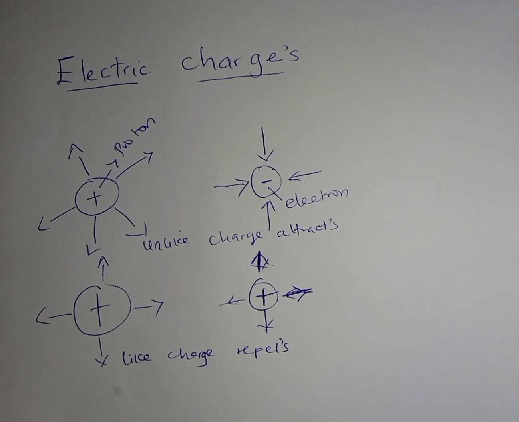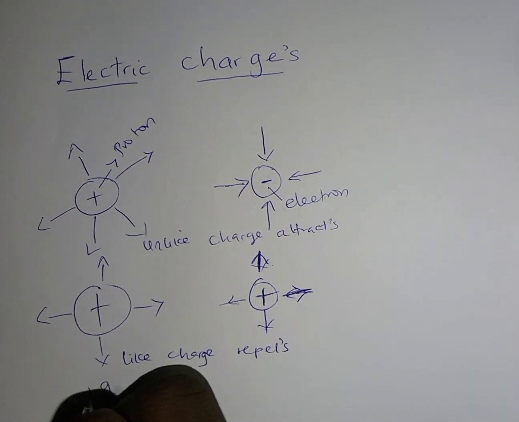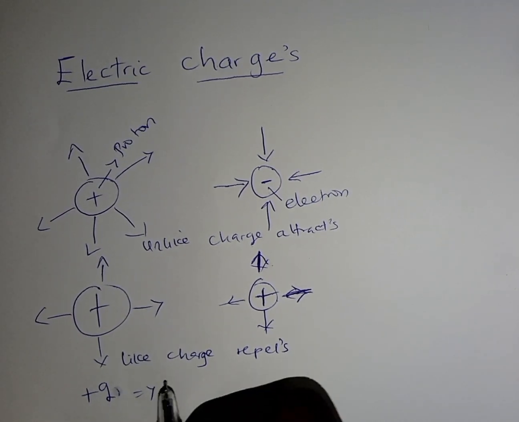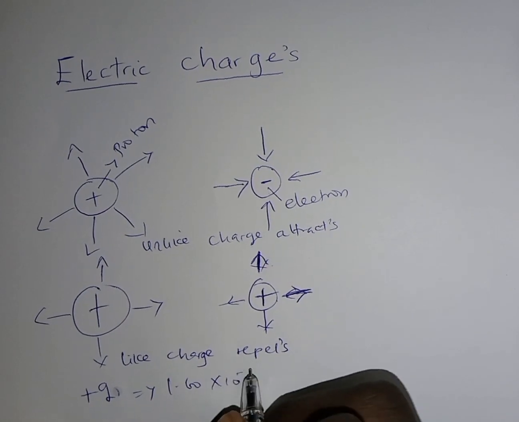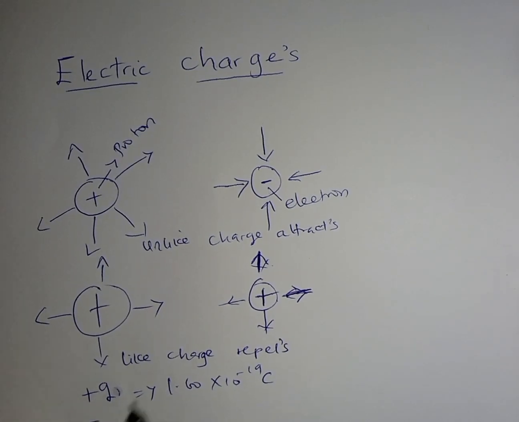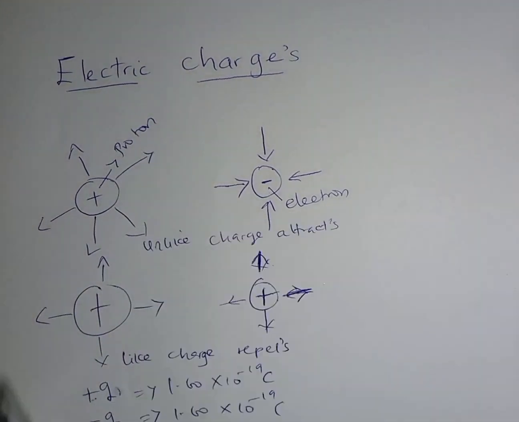Charge is denoted by the letter Q. So when you see Q, take note that it is a charge. The standard value for a proton is 1.60 times 10 to the power minus 19, and the unit is coulomb, C. The standard charge for an electron, which is negative, is still the same value, 1.60 times 10 raised to the power minus 19 coulomb. So the positive shows that it is proton charge, while the negative denotes that it is electron charge.